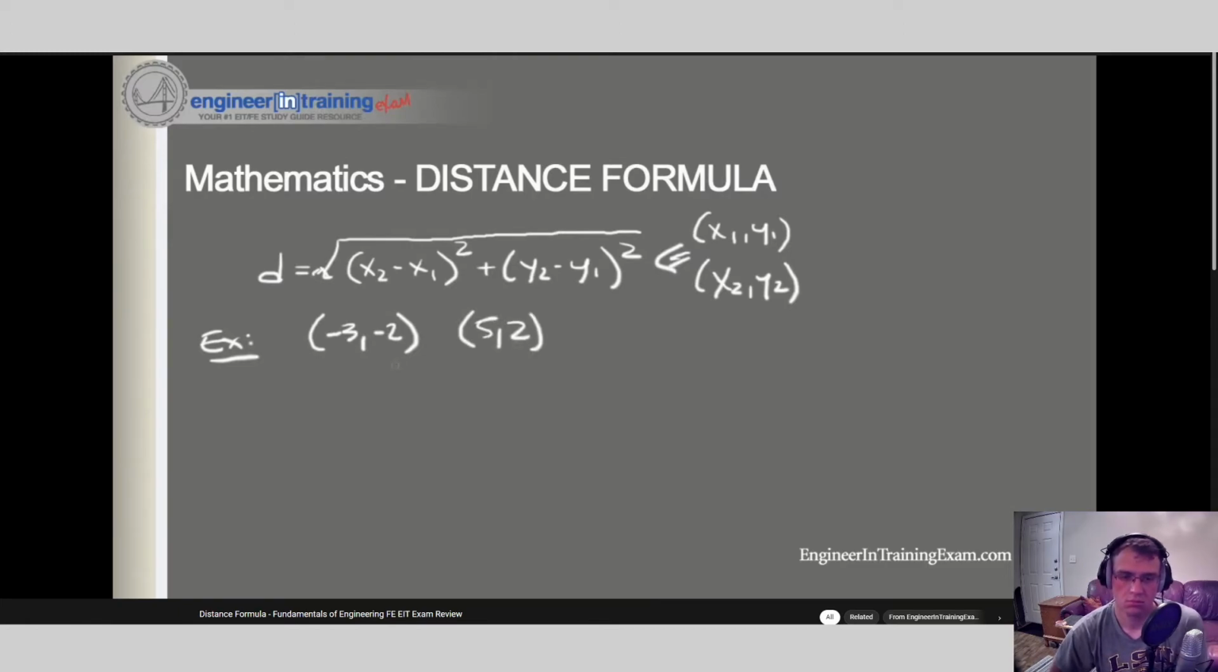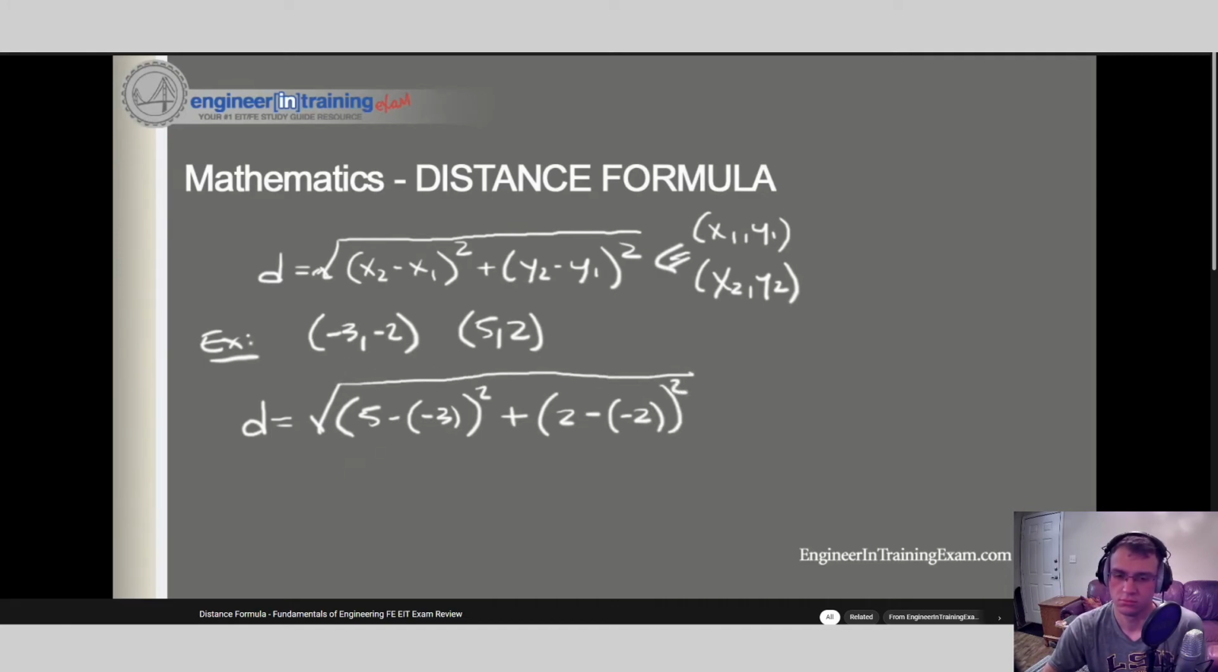Now we can go ahead and graph this, make a triangle, determine the sides A and B, and solve for the hypotenuse C. Or we can go ahead and just take our distance formula and plug in the information that we were given, which we will do in this case. So d is equal to the square root of x2, which in this case is 5, minus x1, which is -3, all that squared, plus y2, which is 2, minus y1, which is -2, all squared.